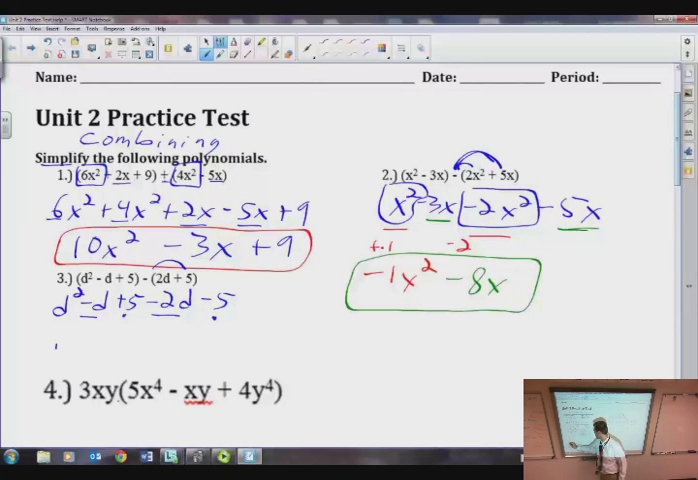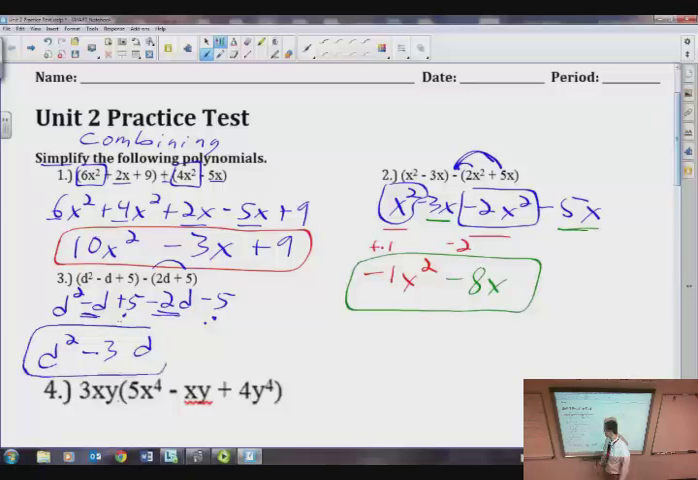So we have d squared, and then negative 2d and negative 2d, and negative 1d is negative 3d. And then 5 and a negative 5 is just going to be 0. So my final answer there for number 3 is d squared minus 3d. Is that what you got?